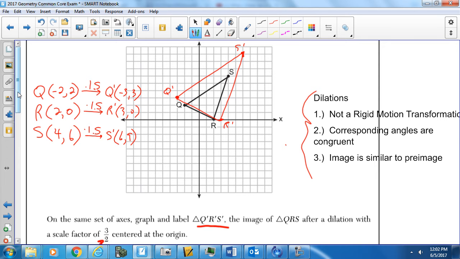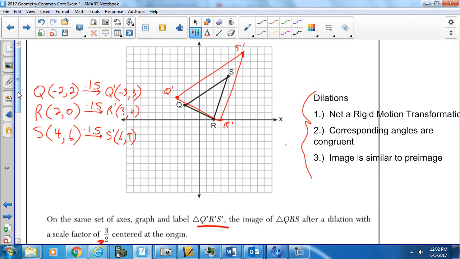Talk about a translation really quick. It's not a rigid motion transformation in that the size and shape don't necessarily remain the same. The only time they would remain the same is if you were dilating by a scale factor of 1, okay? But typically it's not, unless it's a scale factor of 1. It's not a rigid motion transformation. The corresponding angles are congruent, and the image is similar to the pre-image. So you have two similar figures, okay?